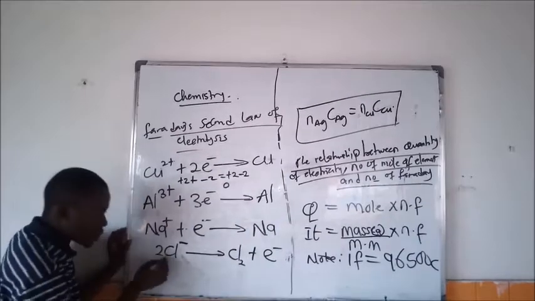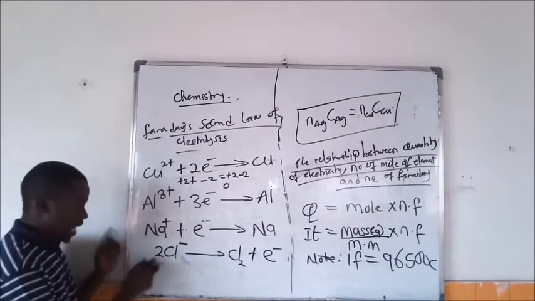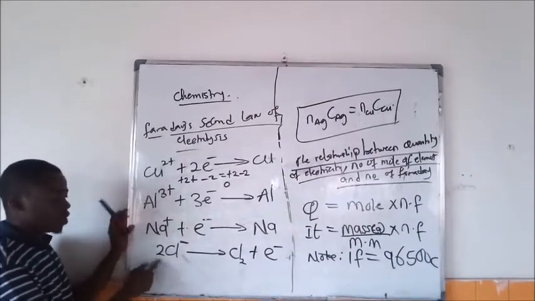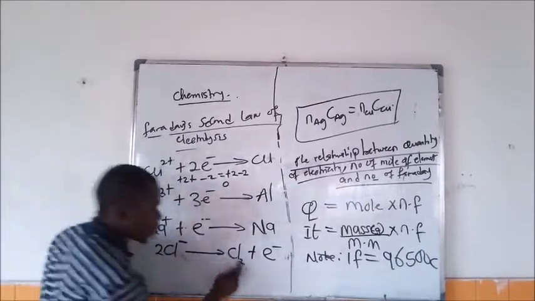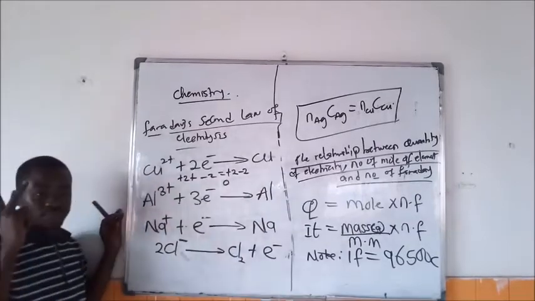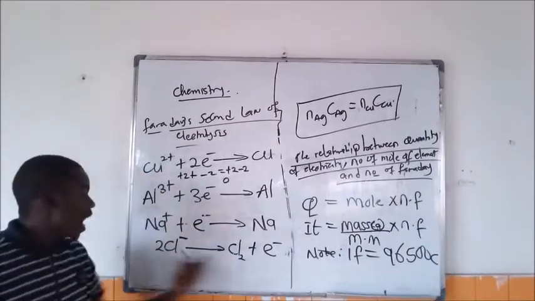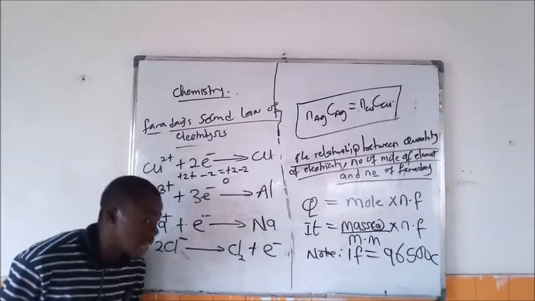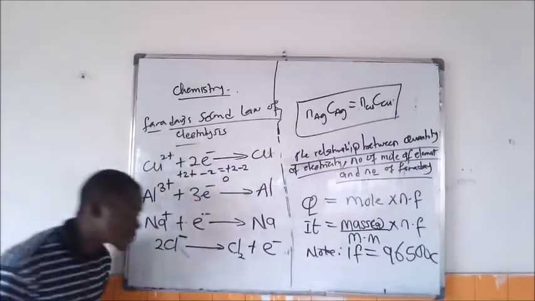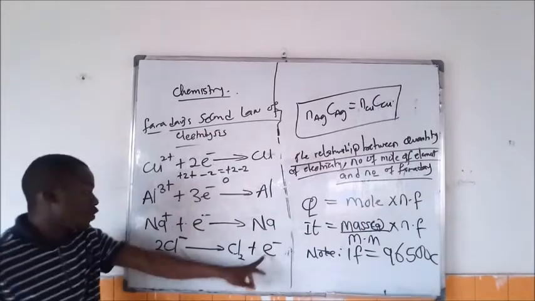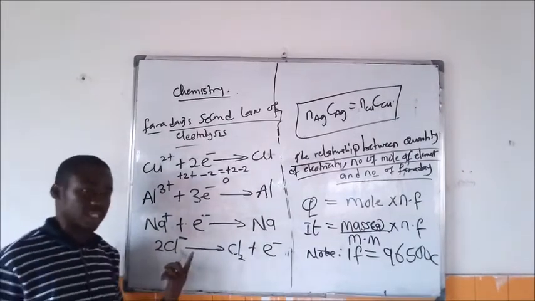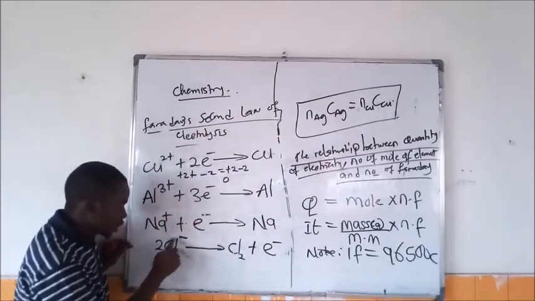You add 2 here. So if you add 2 here, it means you now have 2 chlorine. How many chlorine do you have here now? 2 chlorine. Are you getting it now? That means atoms are balanced. But if you look at the electron, it is not balanced again, because here now, electron is now minus 2.